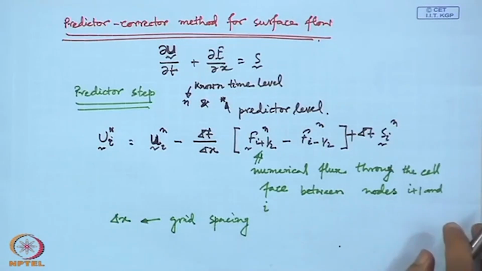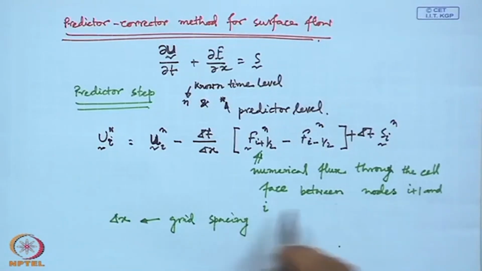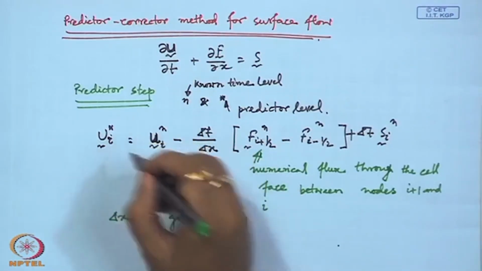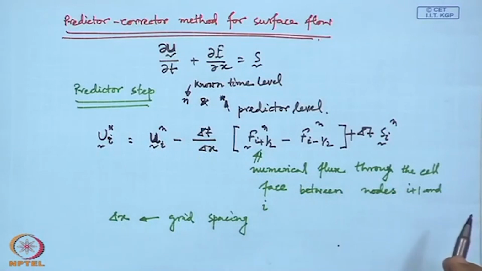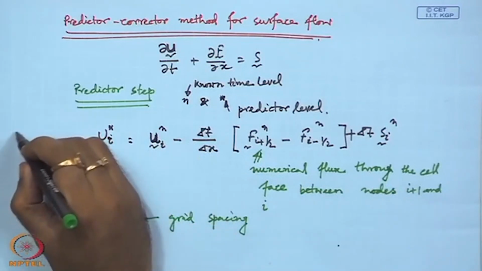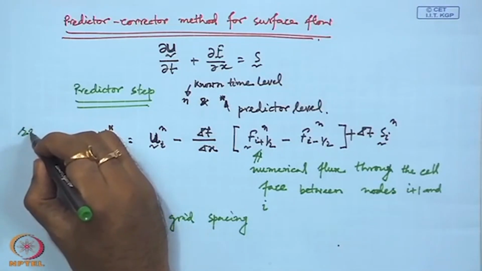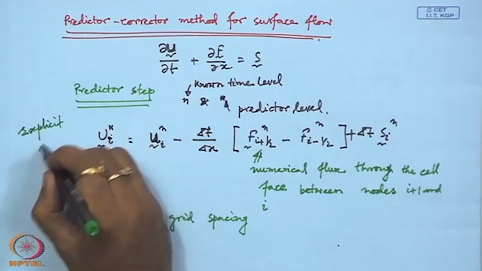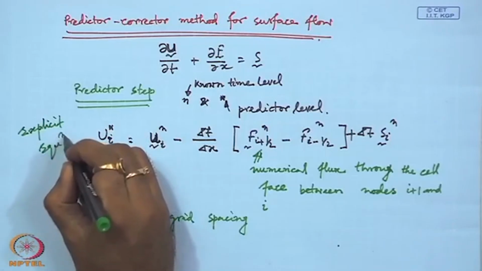All terms in the right hand side of this particular equation are at known time level. Therefore, u star can be computed directly or explicitly. So, we can write it as explicit set equation.